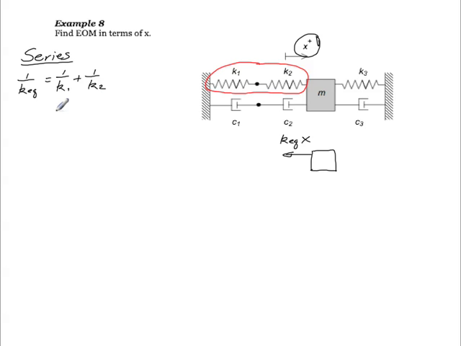What we need here is K equivalent. So the right hand side I'll put over a common denominator here, which will give us K1 plus K2 divided by K1 times K2. In other words, when I solve for K equivalent, I get the product of the 2 divided by the sum of the 2.